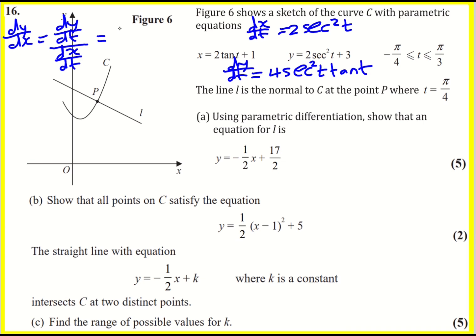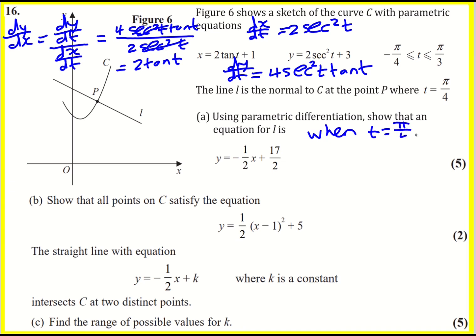Okay, and that means that we've got 4 sec squared t tan t over 2 sec squared t. These cancel out, and then we have 2 tan t. So when t is equal to pi over 4, we can work out what x is. That's going to be important. In fact, tan of pi over 4 is just 1, so x is just 3.